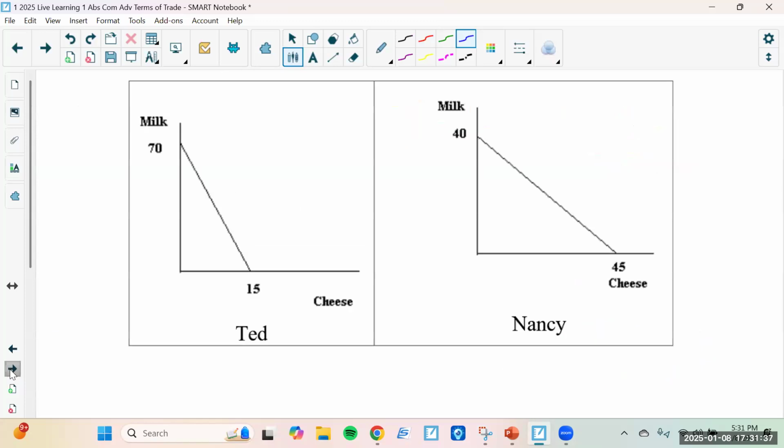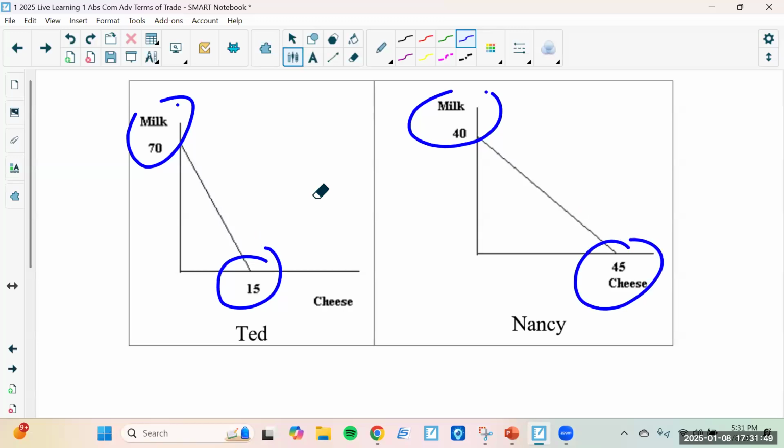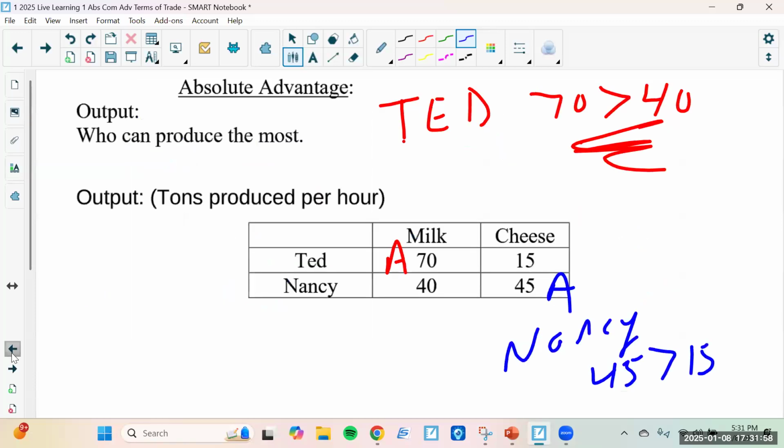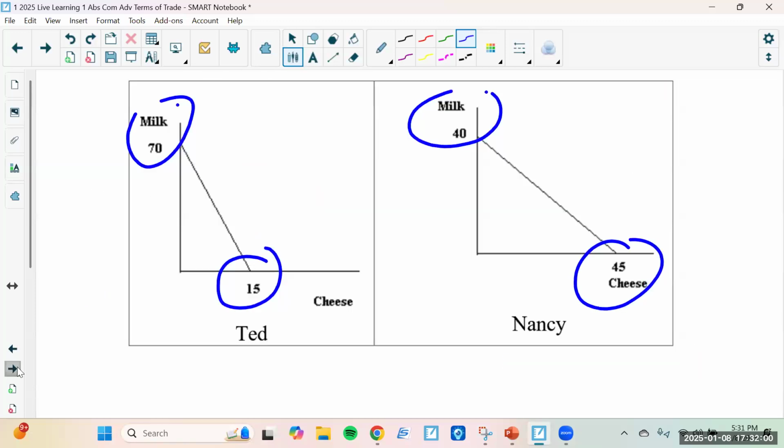So take a look at this one real quick. We can give it to you in production possibility curve form. And now you're comparing Ted's milk production to Nancy's milk production and Ted's cheese production to Nancy's cheese production. So you do the exact same thing. Ted has the absolute advantage, can produce 70 versus 40 for Nancy. Nancy has the absolute advantage in cheese production because she can produce 45 versus 15. So we can give it to you in either table form or this, or they may actually give it to you in word form. They may give you a word problem that tells you what they can do, and you have to be able to read it. So those are 3 different ways that this will be presented to you.